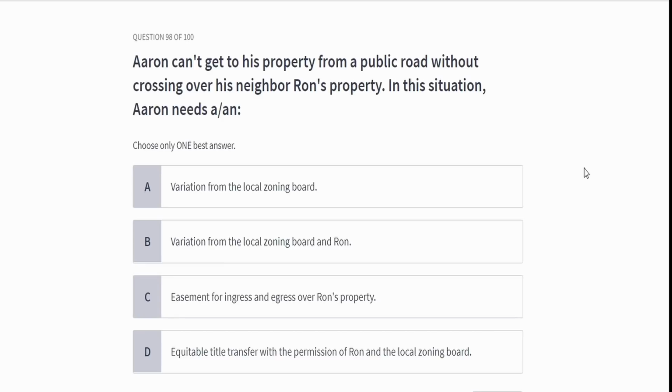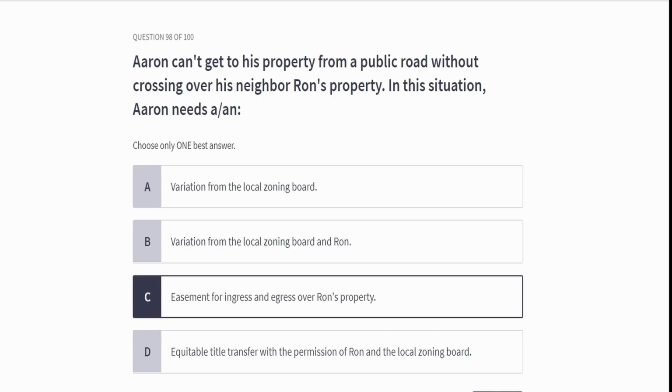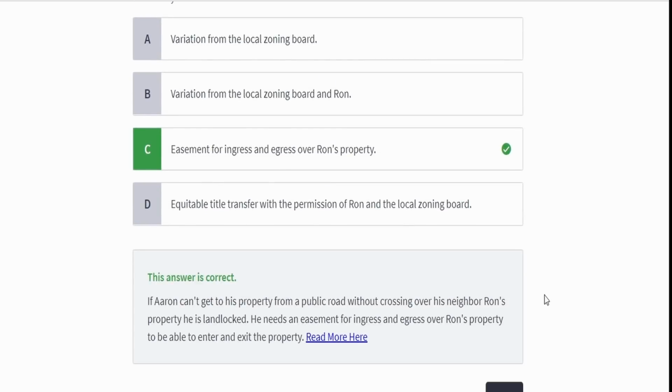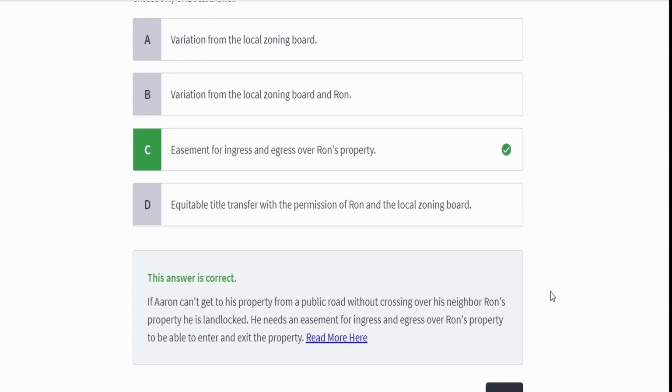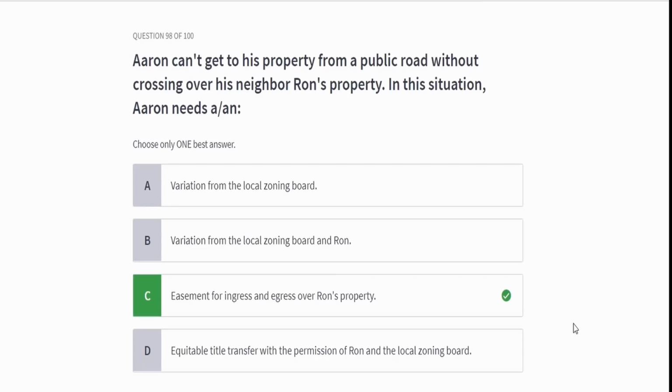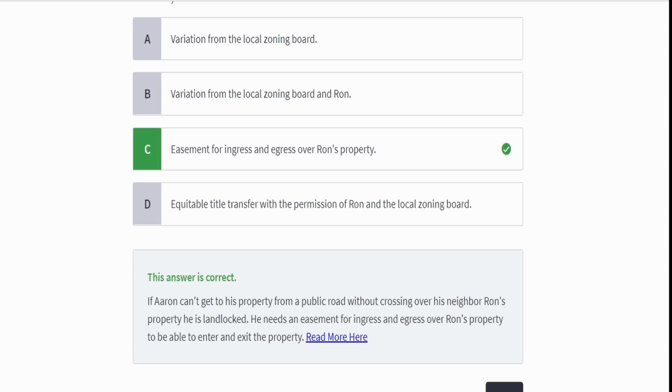All right, let's find out what Aaron needs. He needs C, an easement for ingress and egress over Ron's property. That is our correct answer. If Aaron can't get to his property from a public road without crossing his neighbor Ron's property, he is landlocked. Remember we talked about this earlier? Landlocked, due diligence with ingress and egress rights. What would he need? Well, he needs an easement for ingress and egress over Ron's property. That would allow him to enter and exit the property. So it's as simple as that. Hopefully you understand that one. And if not, we do have a video on ingress and egress rights as well.